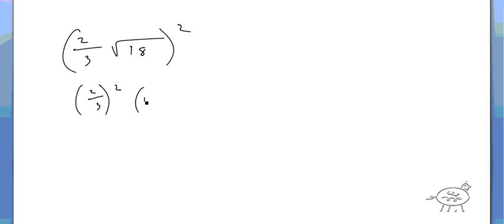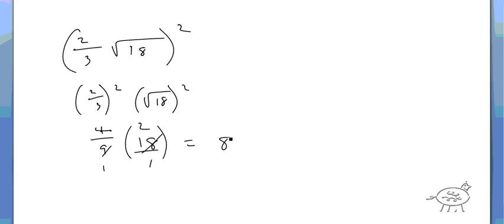What about 2/3 square root of 18, squared? Okay, no big deal. It's 2/3 squared and square root of 18 squared. 2/3 squared is 4/9, right? Square the top and square the bottom. And root 18 squared is 18. That's easy. Then I can multiply, and that's a 1 and a 2. So my answer is 8. Okay.